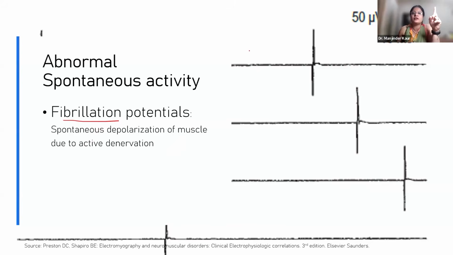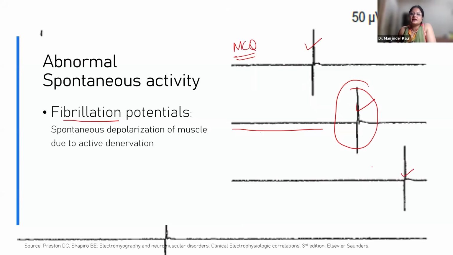One question. This is again one of the questions which you may come across. Now also appreciate that there is no activity here, right? But what you see here is a sudden spike potential, which you may see. Now this is the fibrillation potential. So you would see sudden spikes here and there, which are called the fibrillation potentials.